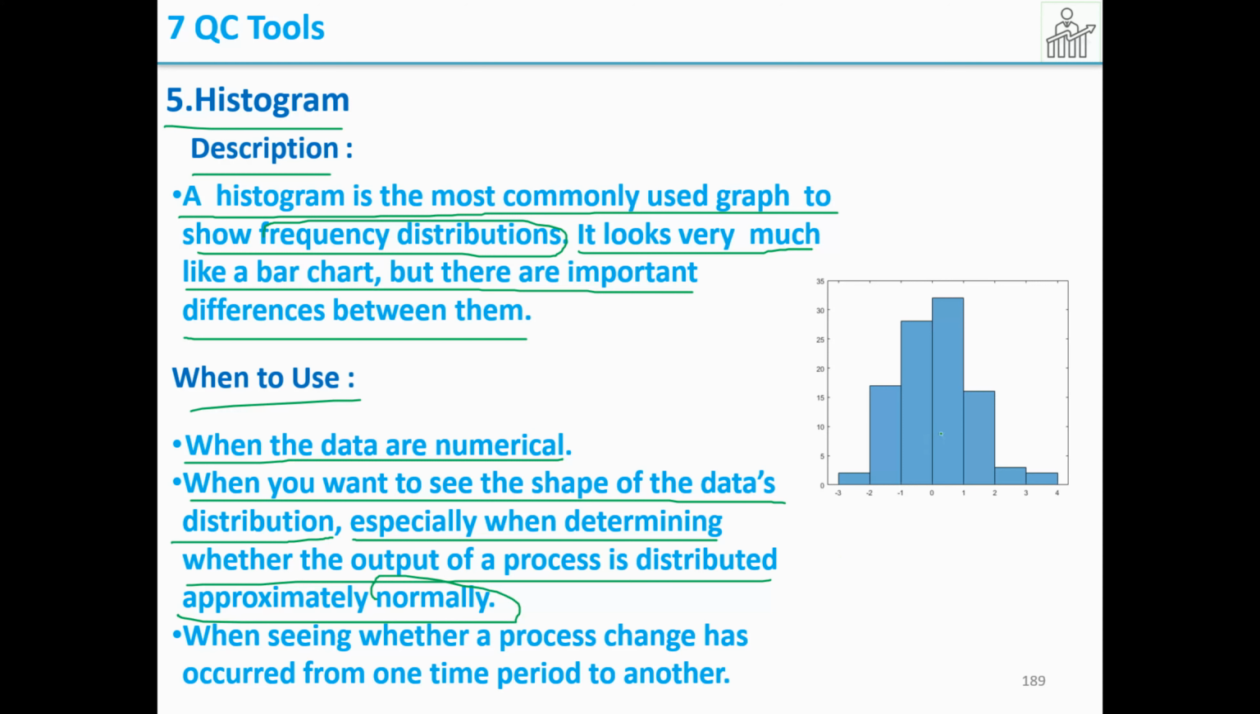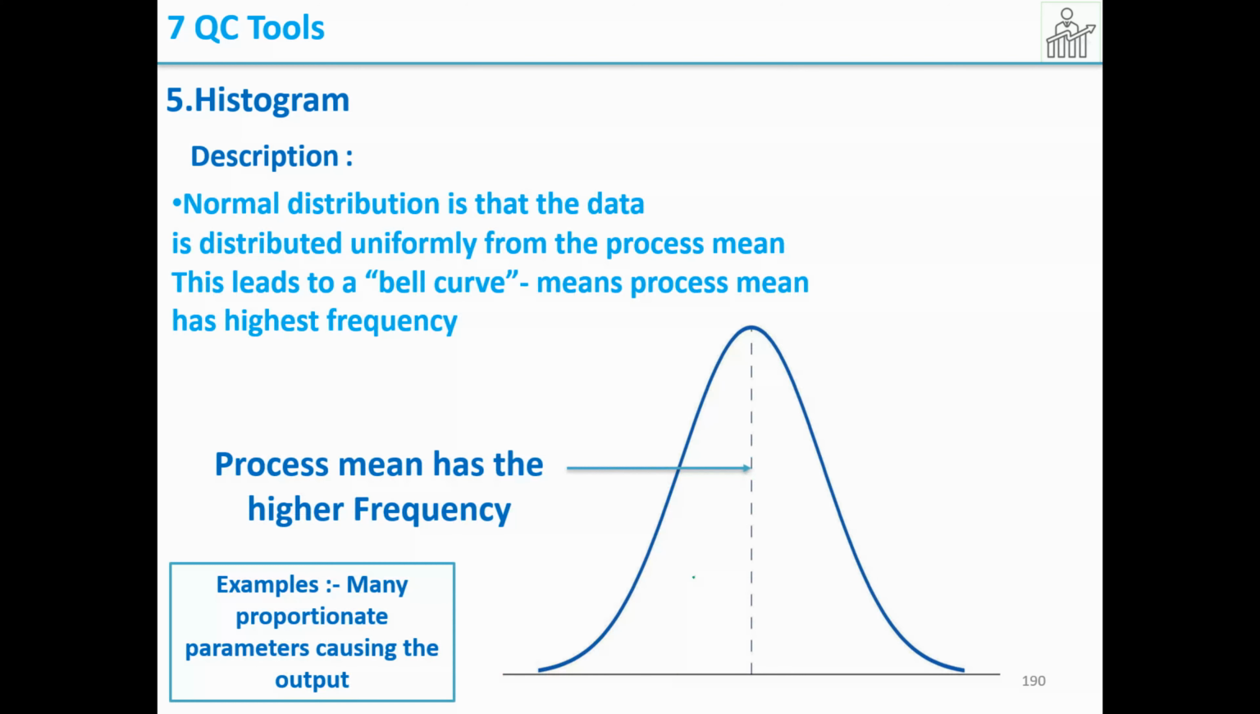We can say whether a data is normal or not. It means whether it is forming a nice bell curve or not. Also use it when seeing whether a process change has occurred from one time period to another. So this is one of the examples.